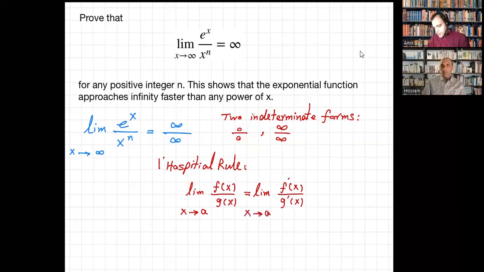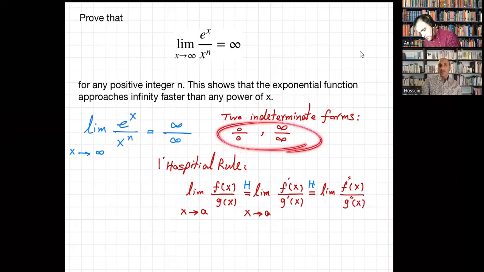And again, if the result of this limit is one of these indeterminate forms, we can use L'Hôpital's rule for a second time. Let me write it here. I call it H. It means that moving from left to right, I use L'Hôpital's rule. Again, I use L'Hôpital's rule here. So there is no limit on the number of times you can use L'Hôpital's rule, as long as you get indeterminate forms. Yes, that's absolutely correct.